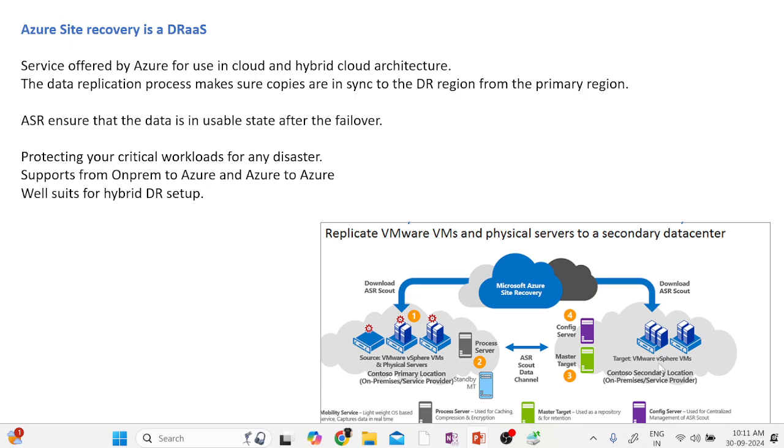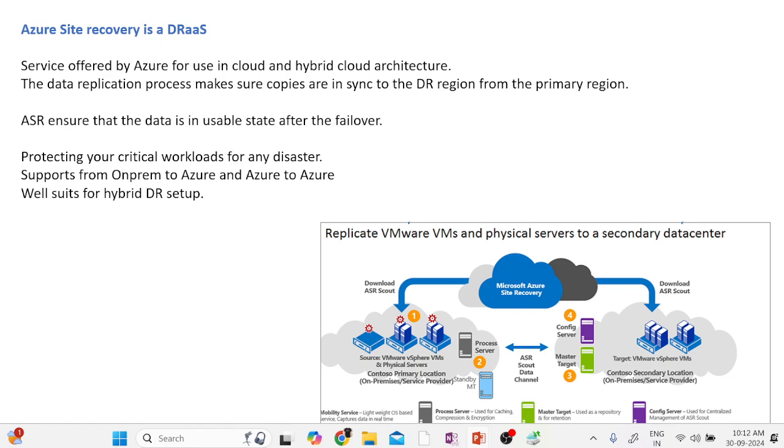Okay. See, this is the configuration of a master target server, meaning all the data will be staged from one place to another place. There they will store it in a cache storage account, and then they will synchronize the data to the actual servers. Okay. And in Azure, the replication process makes sure the copies are in sync to the DR region from the primary region. The same thing I told you.